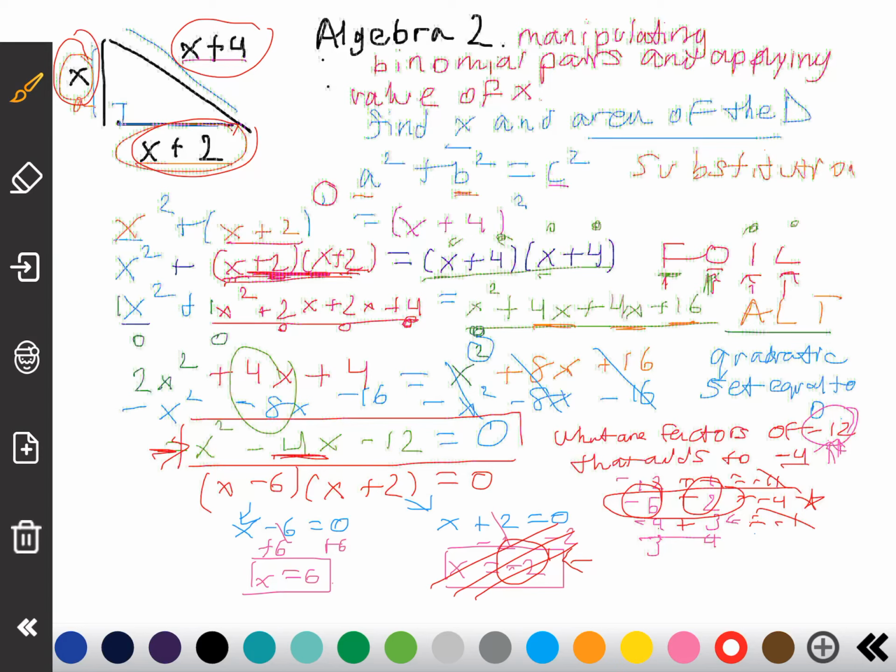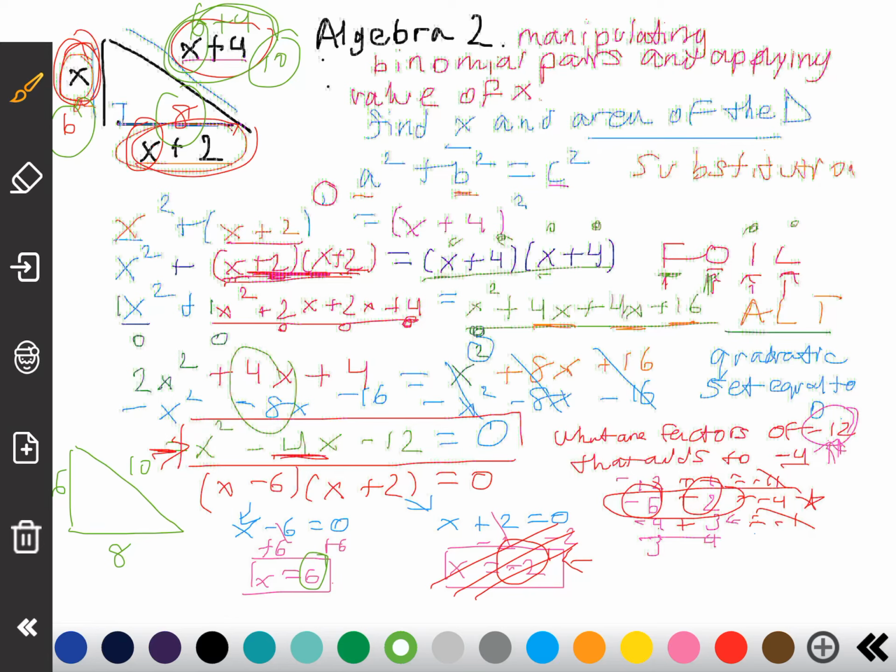Now, what about the 6? If we replace the x as 6, now we need to substitute 6 in for x. 6 plus 2 is 8. So I'll put an 8 here. And for the hypotenuse, let's replace x as our 6. So 6 plus 4 is 10. So we have a 6, 8, 10 triangle. So I'll just put a little bit here. 6, 8, and 10. And we can validate that this actually does satisfy the Pythagorean Theorem.